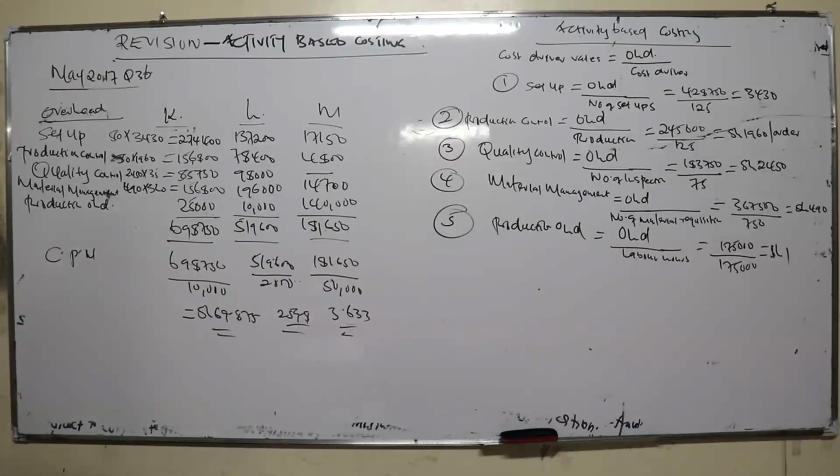So there being no question, we're going to do another question on the same topic to reinforce what you've learned. May 2011, question number 2B. So we're doing revision on activity-based costing.